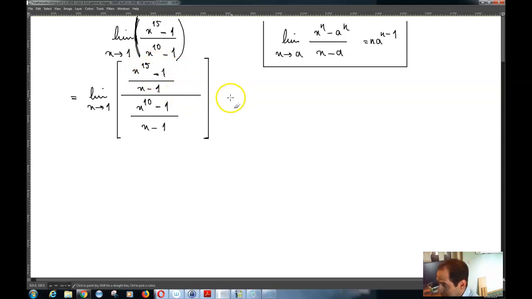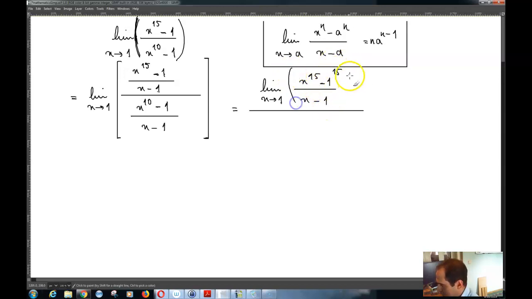And so now I can write this as the limit of x tends to 1 of x raised to the power 15 minus 1 over x minus 1, and I can write this as x raised to the power 15 minus 1 raised to the power 15, because 1 raised to the power 15 is equal to 1 actually. So I can write it this way, and write this as the limit of x tends to 1 of x raised to the power 10 minus 1 raised to the power 10 over x minus 1.